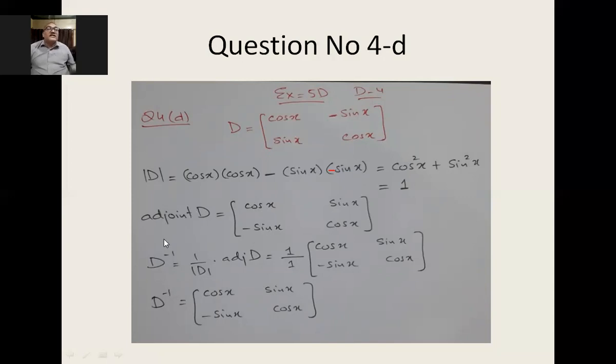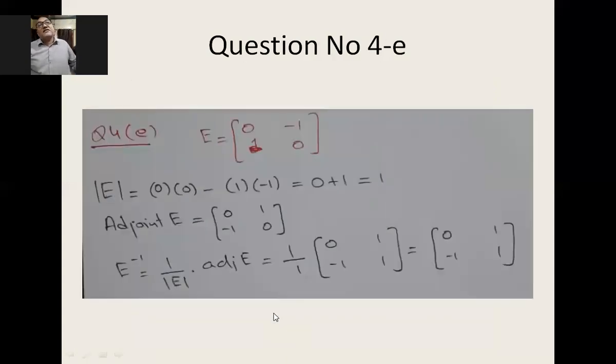So you know that D inverse will be 1 by D determinant into adjoint D, and that will be 1 by 1 into the adjoint D. That's cos x sin x minus sin x cos x. You divide it with 1, multiply it with 1, so it will cause no effect. So the D inverse will be cos x sin x minus sin x cos x.